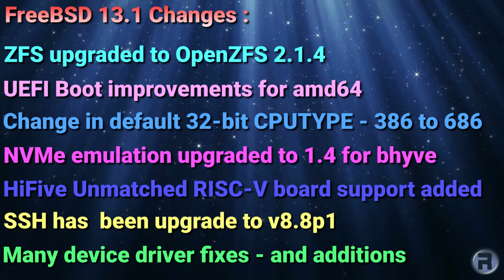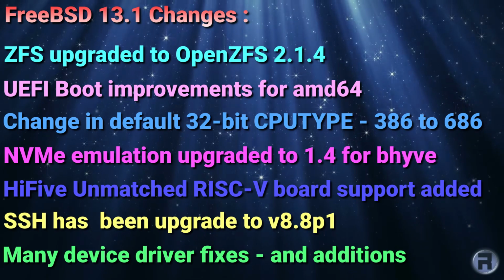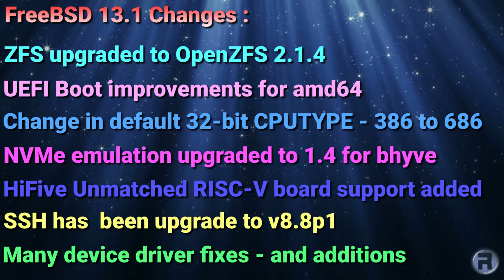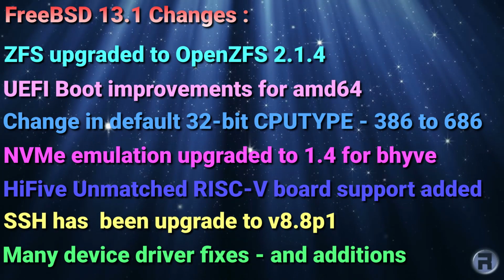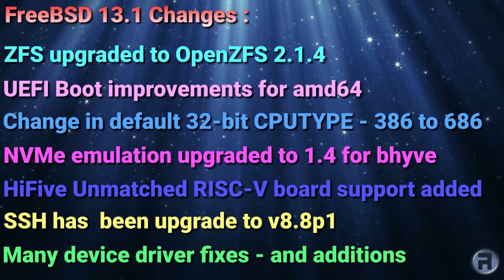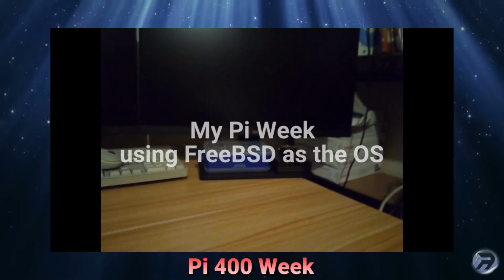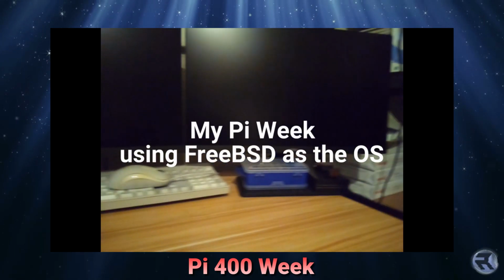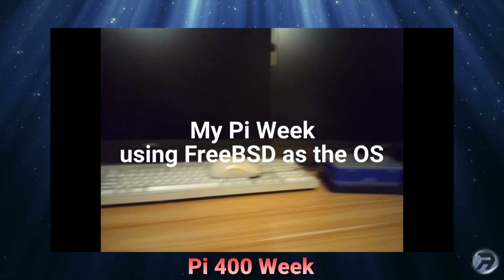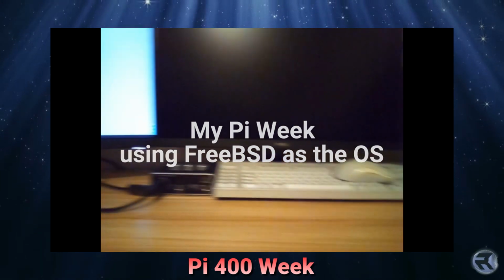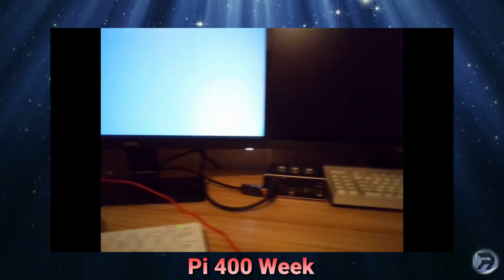A more comprehensive list of the changes can be found on the FreeBSD 13.1 changelog page. I'll leave a link in the description box down below. To see how FreeBSD runs on the Raspberry Pi 400, check out my Pi 400 week video, in which I go into a little bit on FreeBSD 13, 13.1 and 14.0.